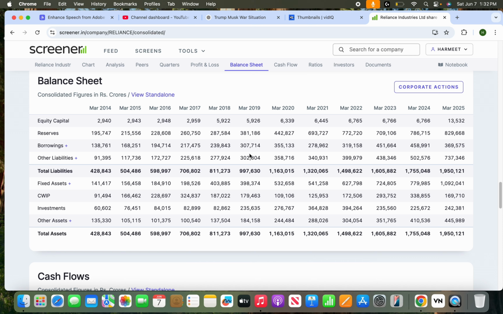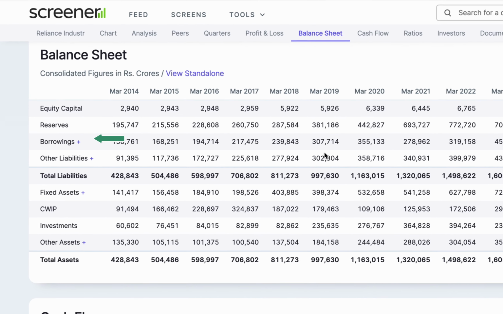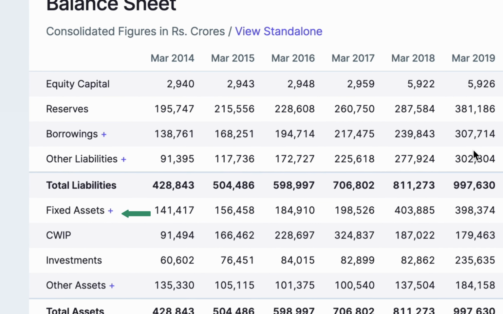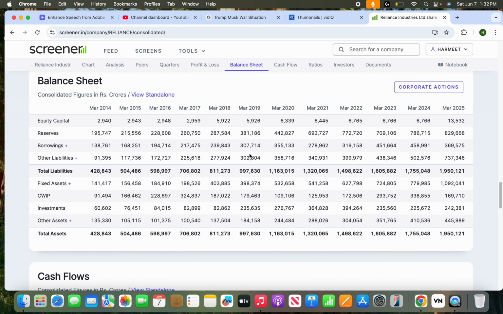Second one is borrowings. This is the company's debt. Compare it to reserves and sales. A company with high and increasing debt might be risky. Third one is fixed assets. Indicates the company's investment in its operations. Fourth one is cash equivalents. Healthy cash on hand is always a good sign.